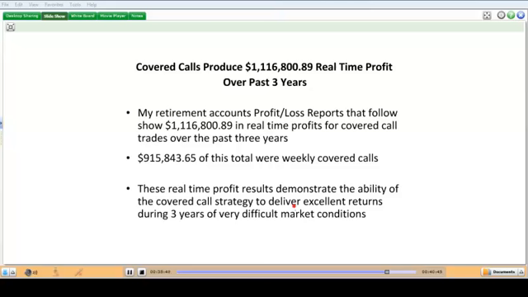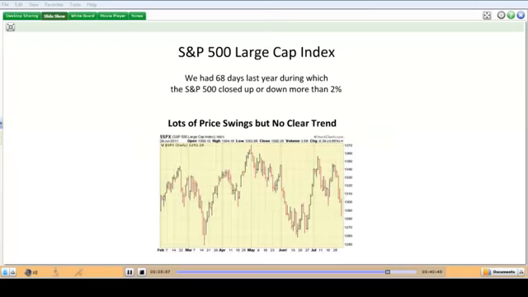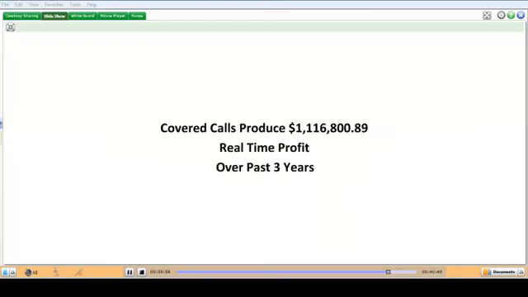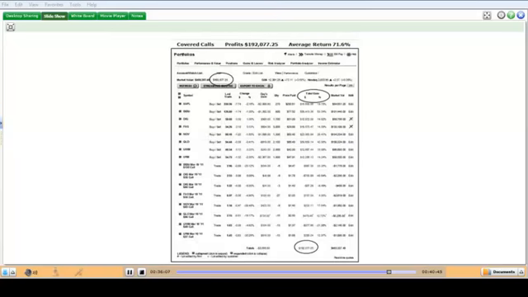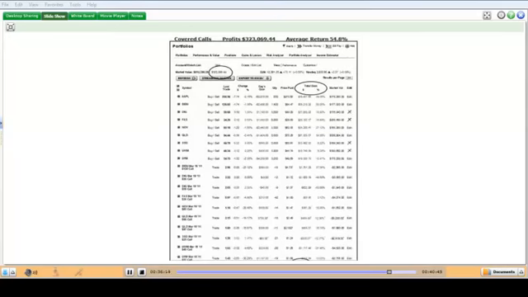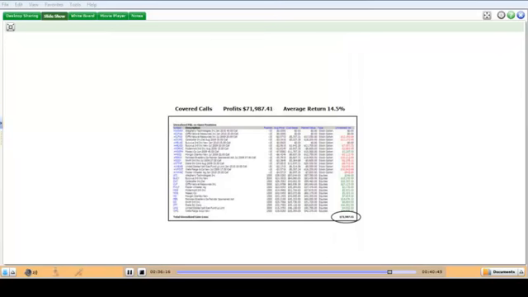So let me just show you these brokerage statements real quick. And again, these add up to $1,116,000 in total profits from trading covered calls. I'll just run through these quickly. You can see for yourself that these are actual profits, and this strategy really has been doing well over the past 3 years.